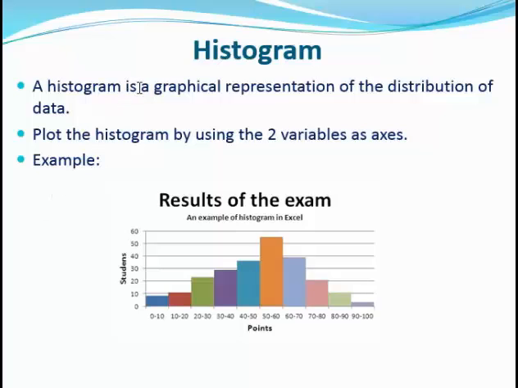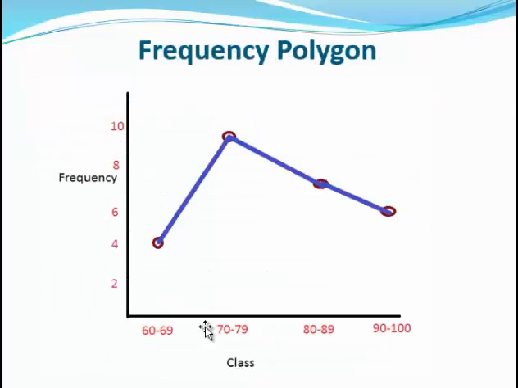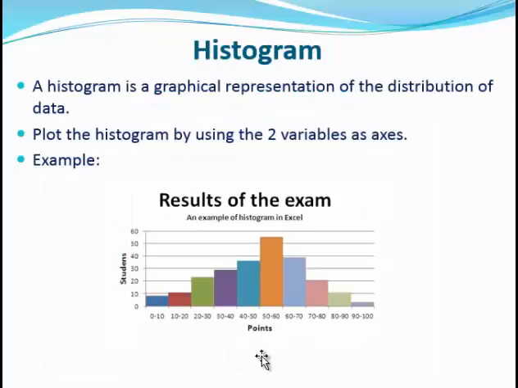A histogram is a graphical representation of the distribution of data, and you use the two variables as the axes. In this case, you have the number of students over here and the points over here. Notice in the previous graph, we had the class and the frequency. In this chart, we have the points and the students, but it's the same thing. The number of points is the class.